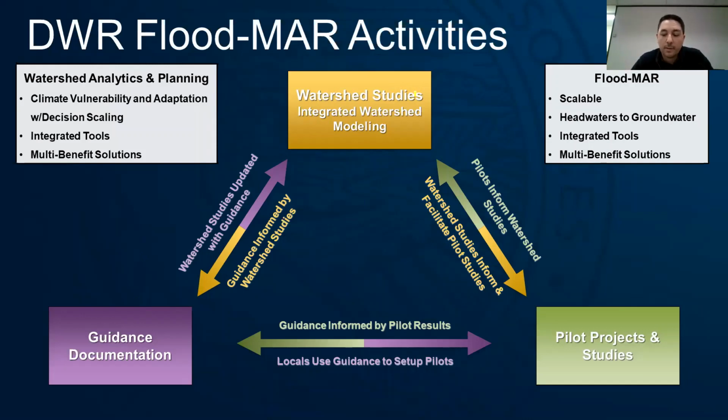And then on the pilot project side, we're looking to implement some pilot projects to test out some of the things that we see through the watershed studies. For the Merced River, for example, we're trying to see if we can get a Merced pilot going that uses a lot of the information that we've developed through the Merced study. And as pilot projects come online and we start to learn some real world benefits, impacts, and information, that information can be used to help inform more guidance and to better improve the models as well. So this is our FloodMAR activity package that we're trying to move forward with right now.